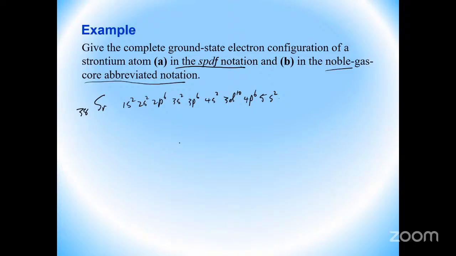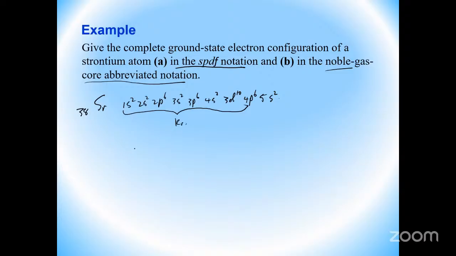Now, for the abbreviated version, what we have to do, as I said before, is look at the periodic table and look for the group 8 element that comes immediately before strontium. So can somebody tell me what that element is? What group 8 element comes before strontium in the periodic table? Krypton. And the atomic number of krypton is what? 36. All right. So basically, that part that I'm showing you now is the electronic configuration of krypton.